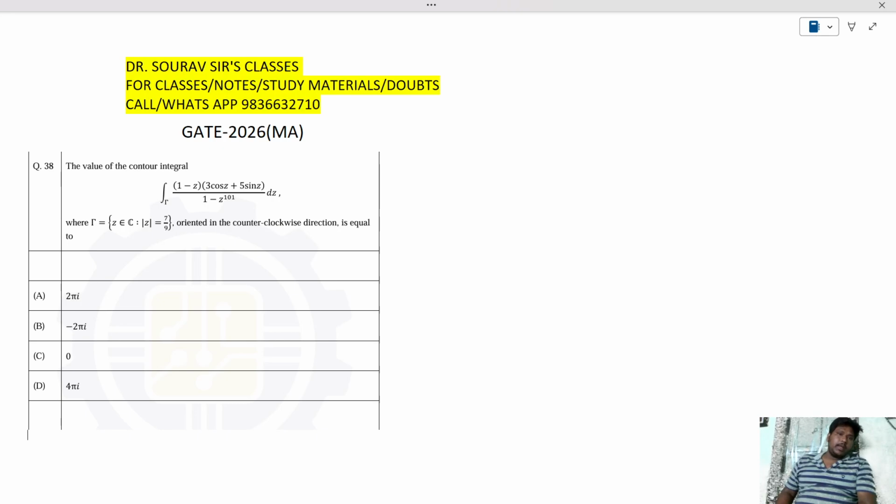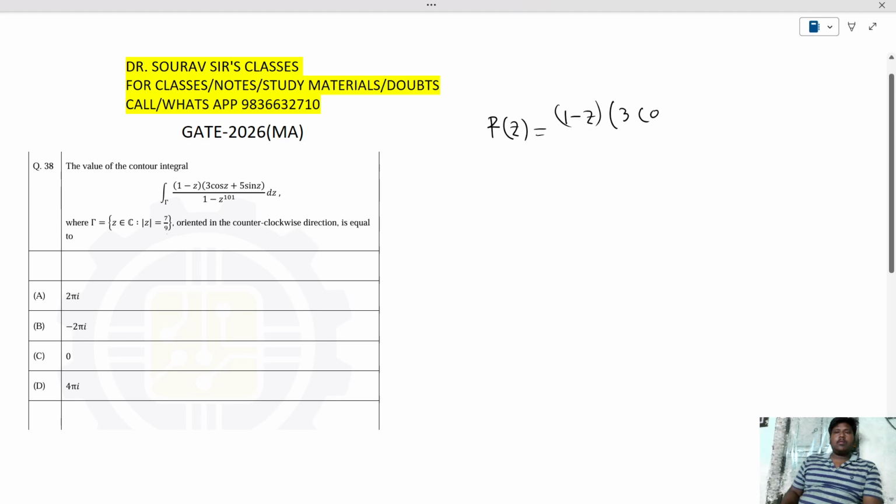This is question number 38 from GATE 2026, a question from complex integration. So the given integral is this, and the given contour is mod of z equals 7 by 9. This is the contour region, and it is oriented in the anticlockwise direction. Suppose f(z) is (1 minus z) into (3 cos z plus 5 sin z) by (1 minus z) to the power 101.